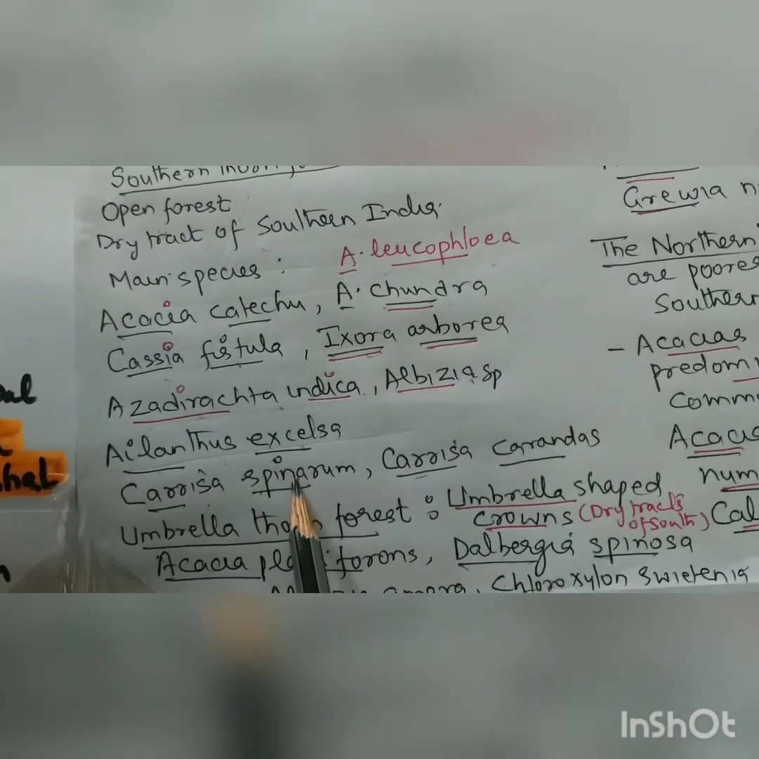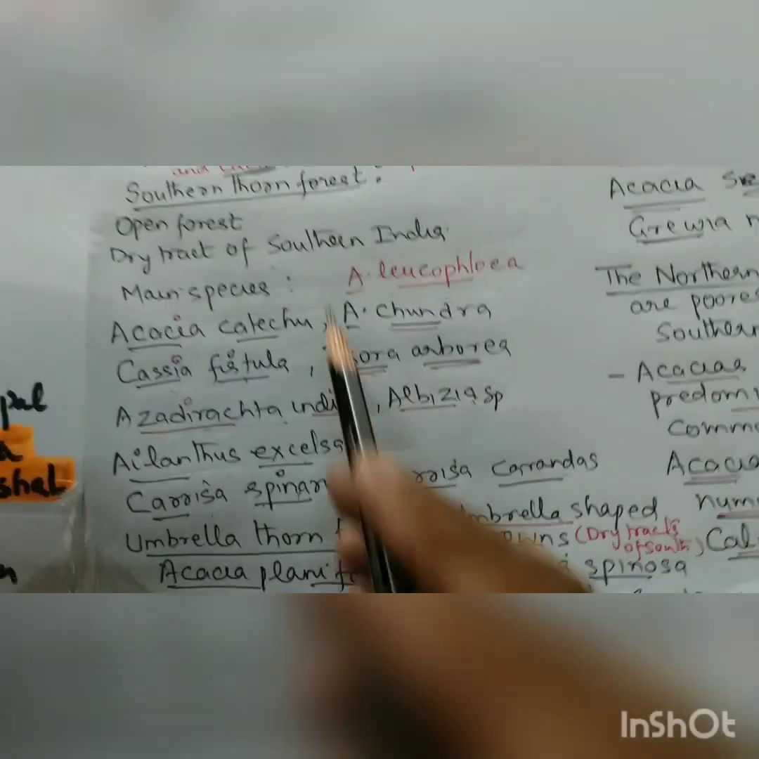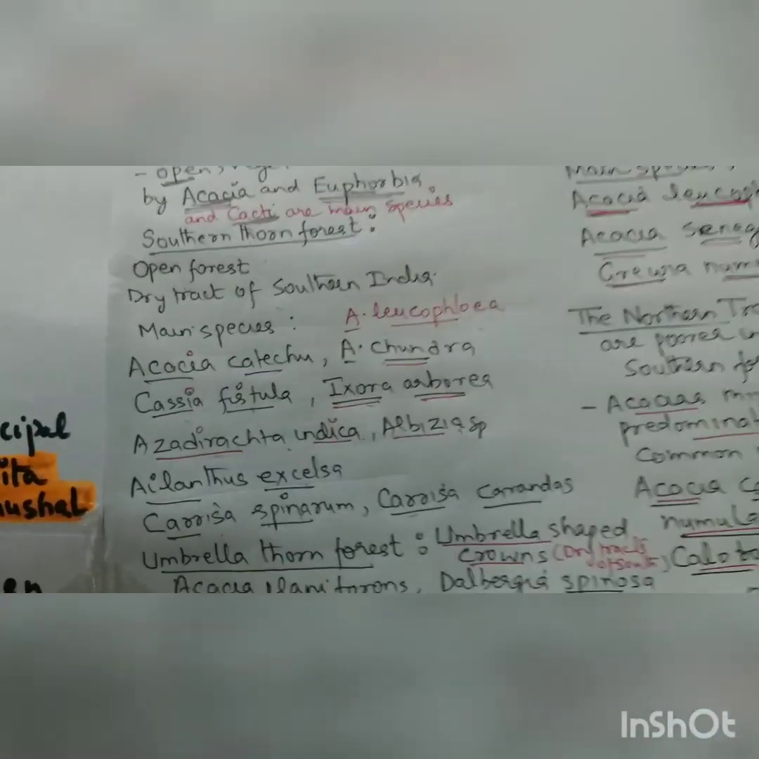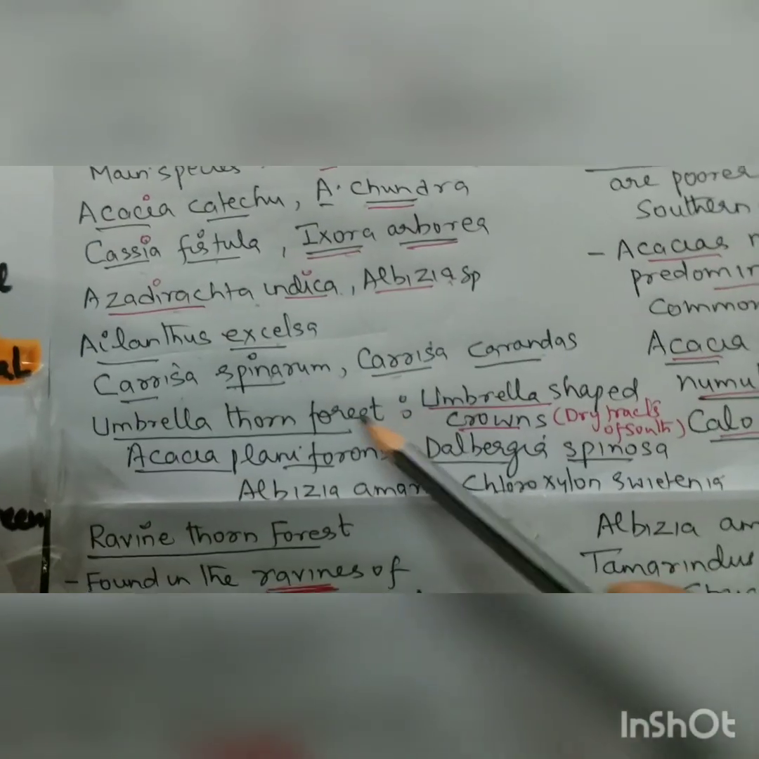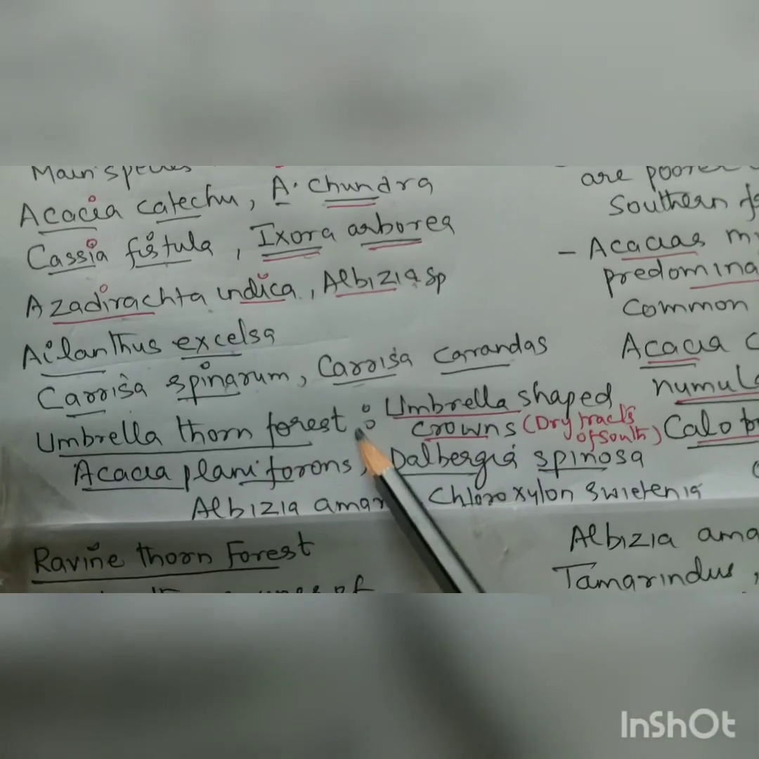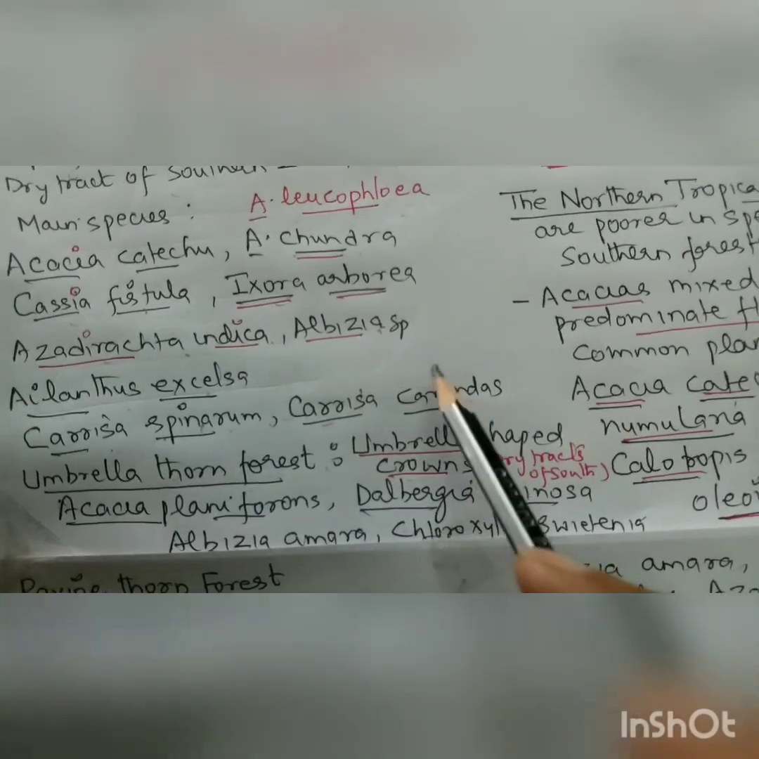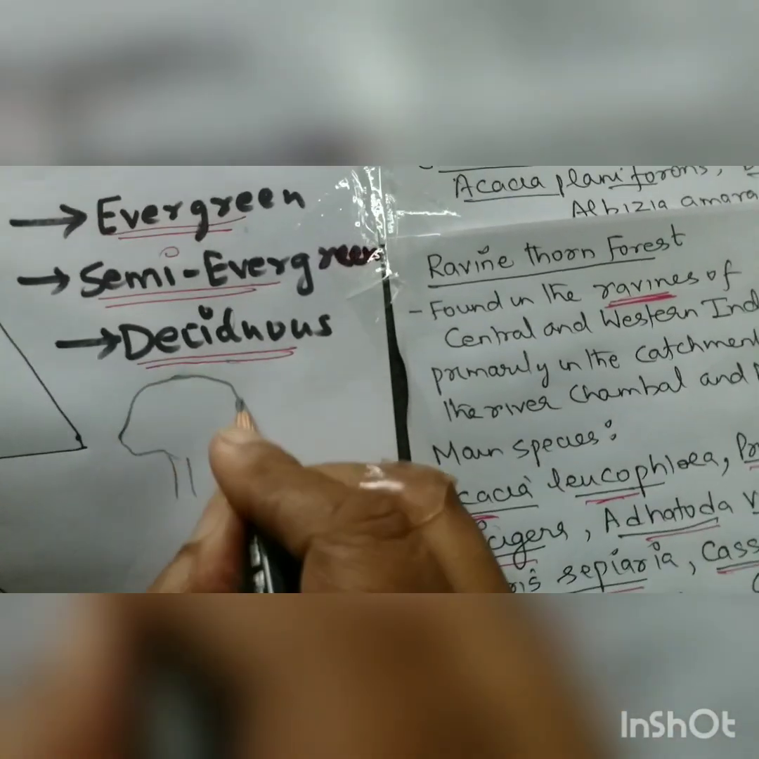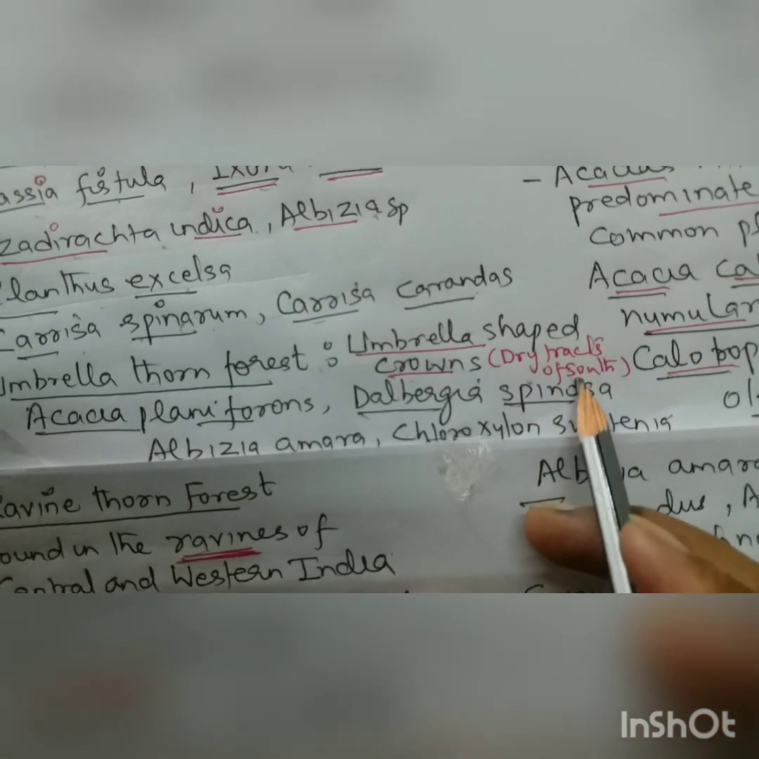Carissa, we have two species, Carissa carandus and Carissa spinarum. These are the species present in the southern dry tract. And then we have the umbrella thorn forest. It is called umbrella thorn forest because it has umbrella-shaped crowns. This is the tree, and this is the crown, and these are umbrella-shaped, right? Present in the dry tracts of south.